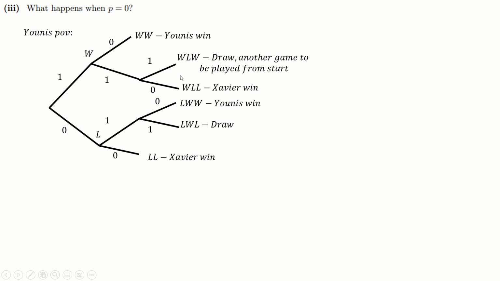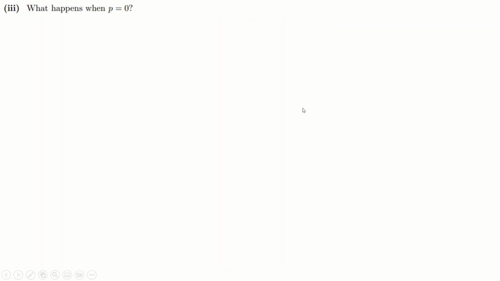And actually, I said before that this game can't be drawn forever. But in this particular case, when p is 0, which before we were saying that it couldn't be, remember? But in the case where p is 0, this is just going to be draws all the time, forever. And no one will ever win. And that's all we have to say.